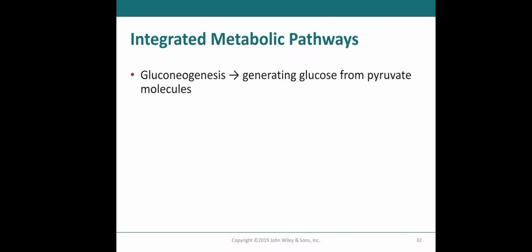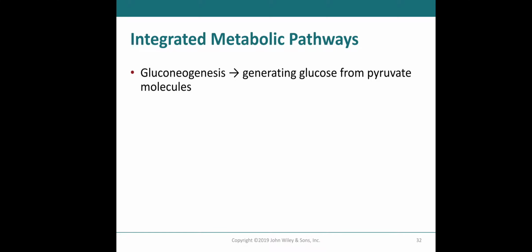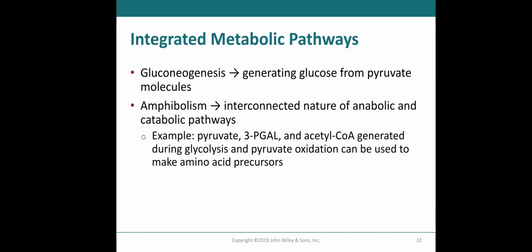So, integrated metabolic pathways. We have gluconeogenesis, which is used to generate glucose from pyruvate molecules. This is not exactly the reverse, but it operates in the opposite direction as the glycolytic pathway, where you have glucose to pyruvate. This one is pyruvate to glucose. That's gluconeogenesis. And then we have amphibolism.